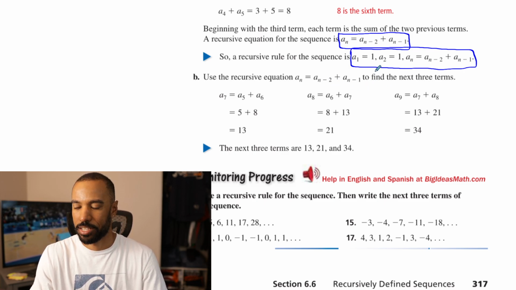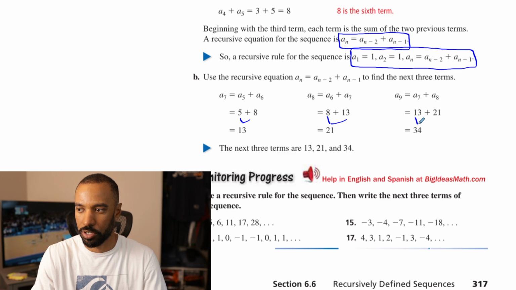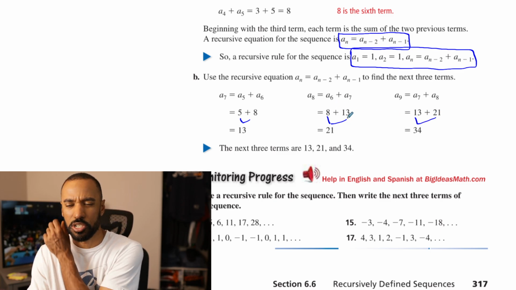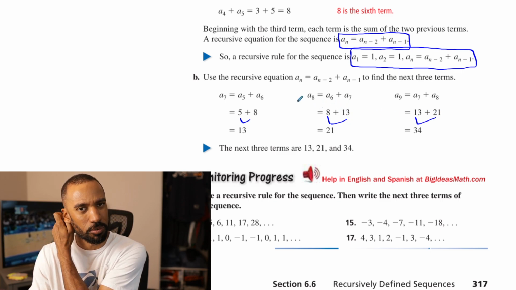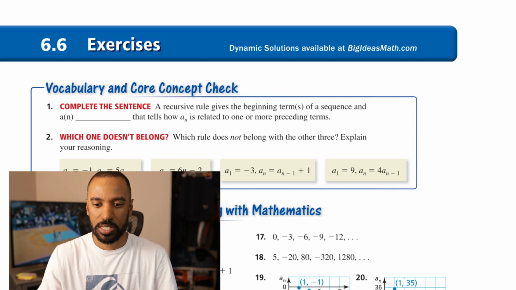Now, they said find the next three terms. For me, I'll just take 5 plus 8, like I said, which gets us 13. 8 plus 13 would give us 21, and 13 plus 21 would give us 34. I did use the Fibonacci sequence in the previous section. I don't remember what question it was on, but you might be able to find it. Okay, that's the end of the lecture portion.